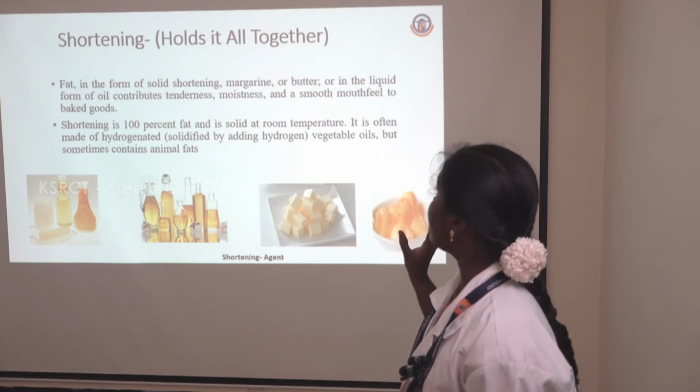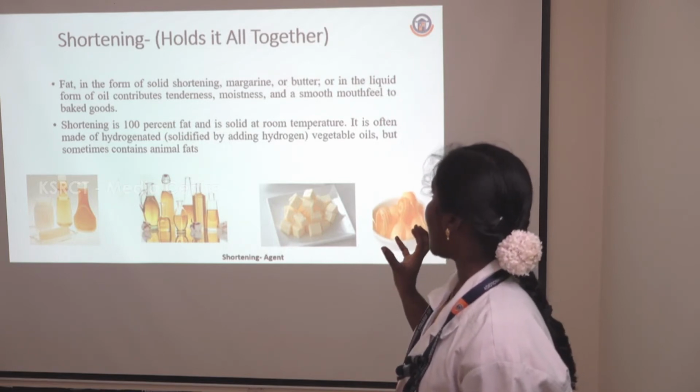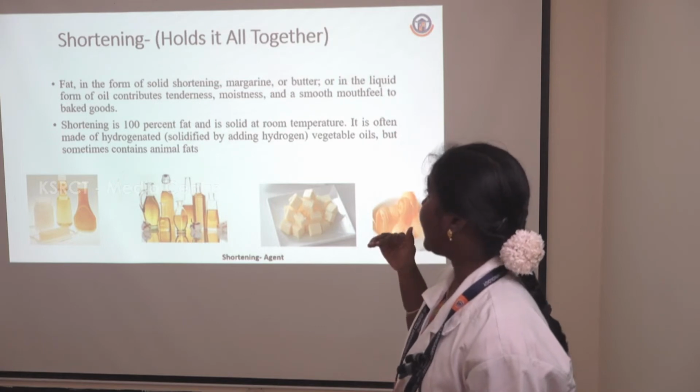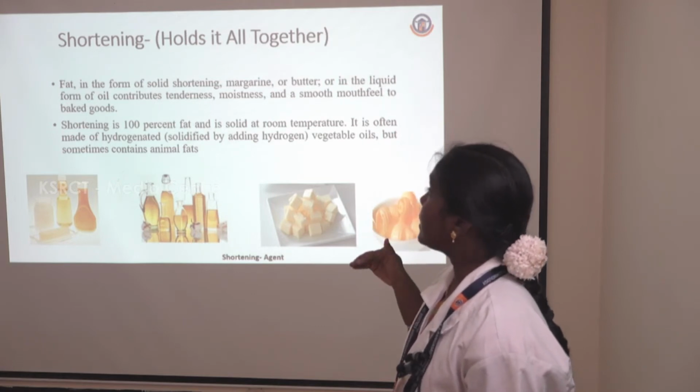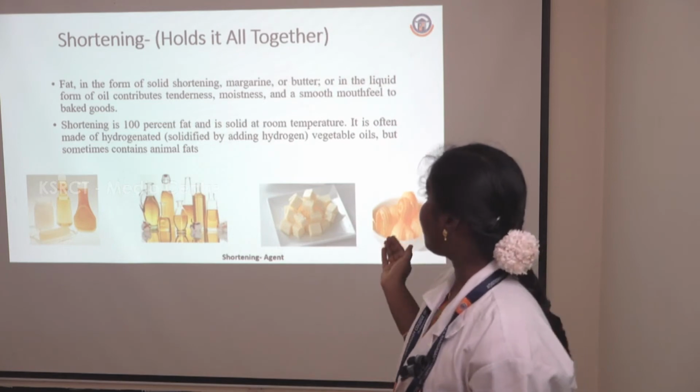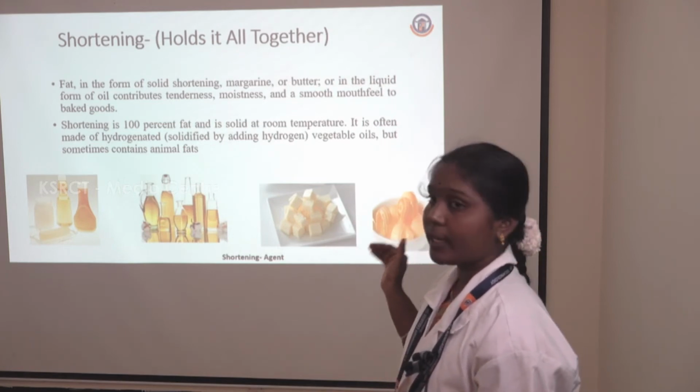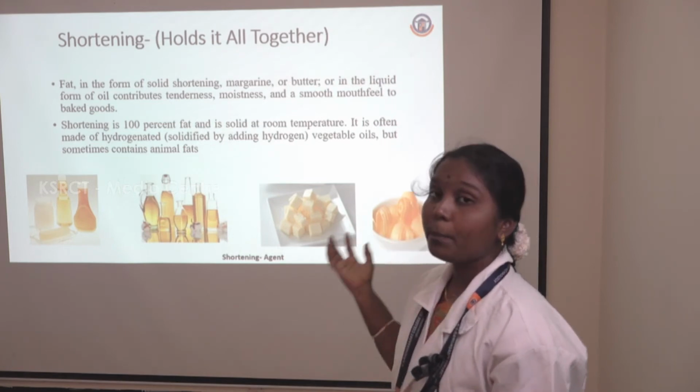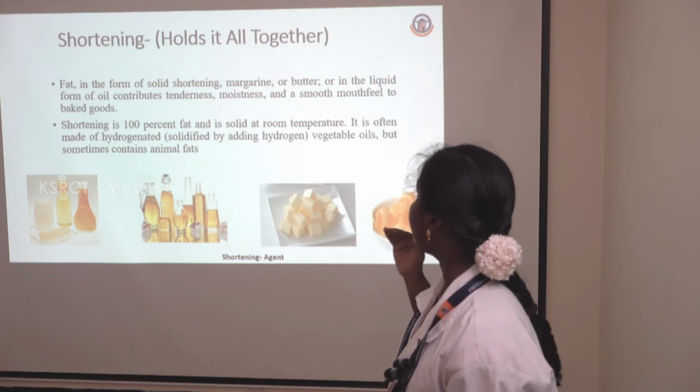Okay, so major examples of shortening agents are butter, some vegetable oils, and some animal fats. What is the purpose of using shortening agents?